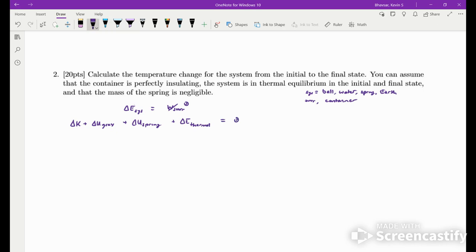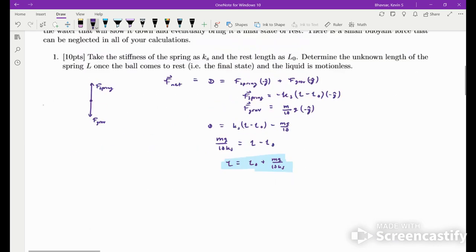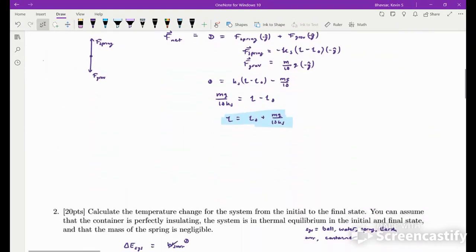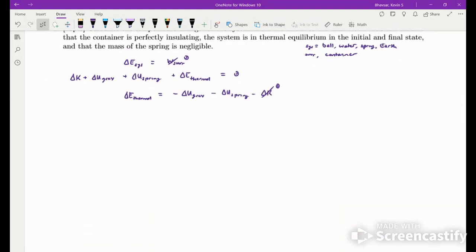We can rewrite this because we need to use thermal energy to find the temperature. So we will say that E thermal is equal to negative U grav minus U spring minus K. However, K is 0 because it is at rest at both the initial and the final states. So we can ignore kinetic energy in this example.